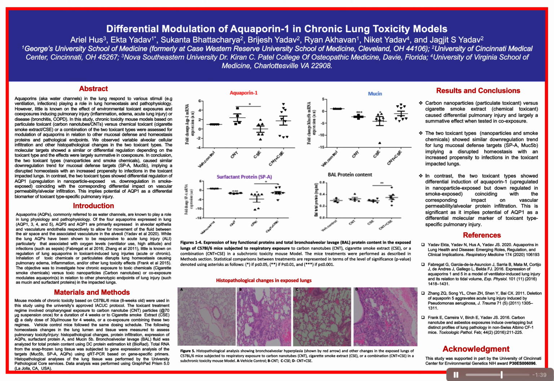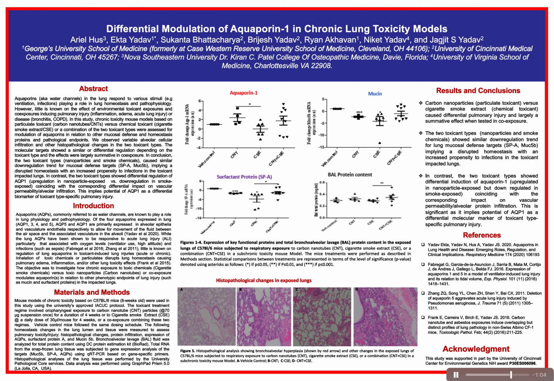We also observed a significant downregulation of mucosal defense proteins, SP-A and MUC5B, particularly in the CSE and combination exposure groups. This downregulation points to a compromised homeostasis in the lung, likely leading to increased susceptibility to infections and other complications. An analysis of the bronchial alveolar lavage, referred to as BAL, fluid protein content indicated increased permeability and infiltration in the lung tissue, especially in the CSE and combination groups, further highlighting the extent of lung injury induced by these toxicants.